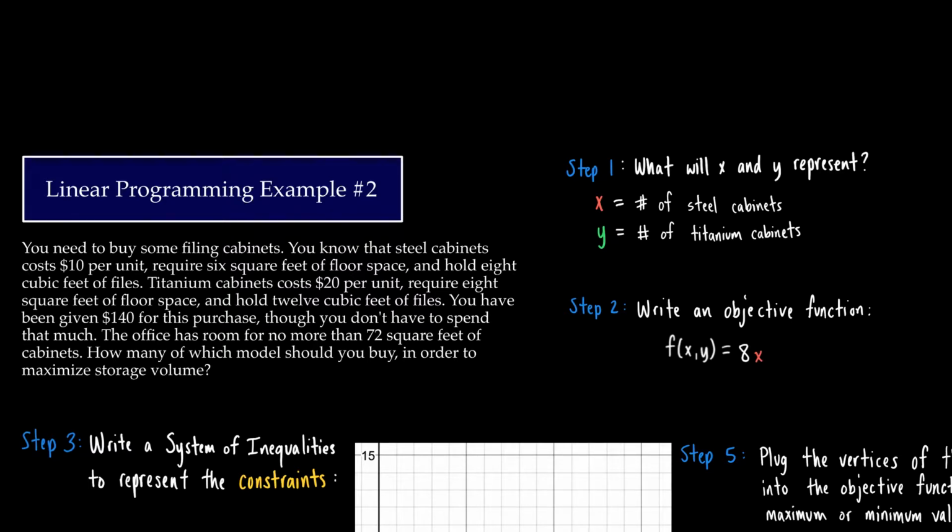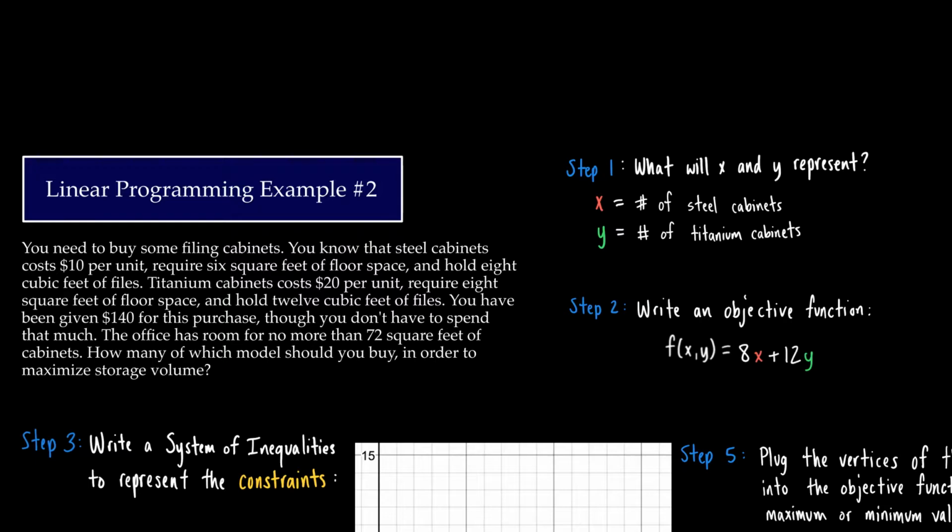How much volume are we going to get out of our titanium cabinets? Well, they cost $20, require 8 square feet of floor space, and they hold 12 cubic feet of files. So they're going to give us 12 cubic feet per cabinet. Okay? So our objective function is however many steel cabinets we get, we multiply by 8, and however many titanium cabinets we get, we multiply by 12. This will give us the total amount of storage volume that we're able to get out of our cabinets. So we're going to try to maximize this later in step 5.